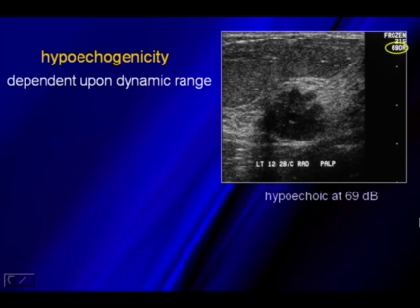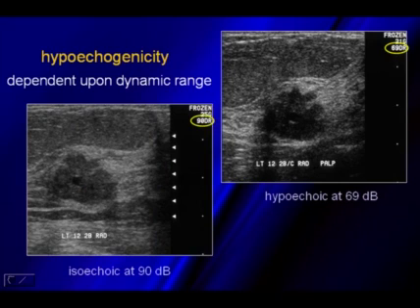Now, why is it we don't see this feature as often as we used to? I'm going to show you the same lesion scanned the same day. The only difference is I changed the dynamic range. Here we have a dynamic range of 68 dB, and then what I'm going to do is actually increase my dynamic range to 90 dB. Notice here where we have a lesion that is markedly hypoechoic compared to the fat. Now this lesion is almost isoechoic compared to fat, and the only thing I changed was dynamic range.